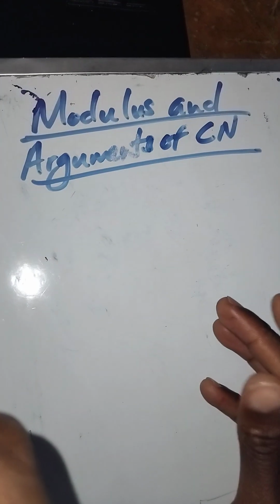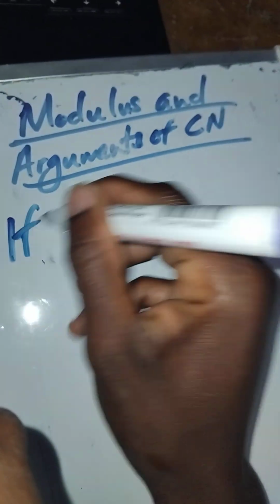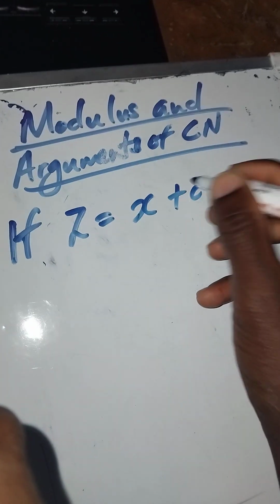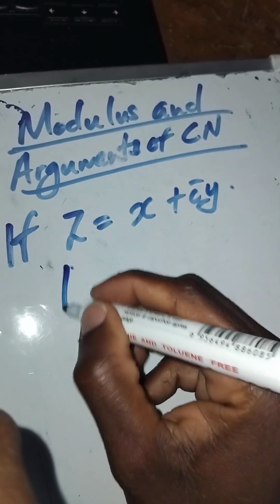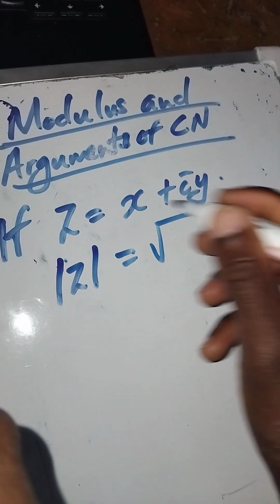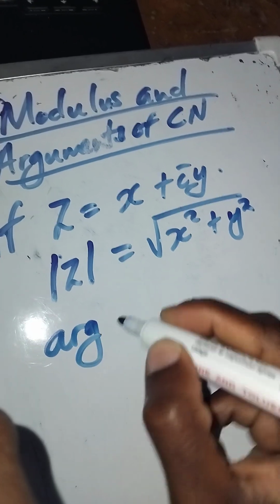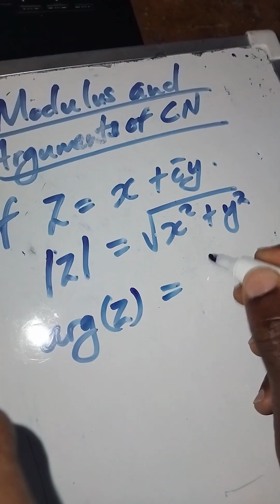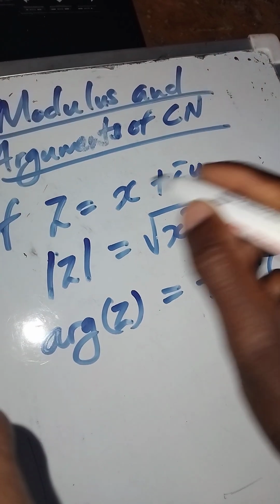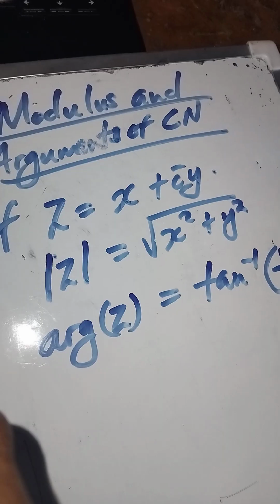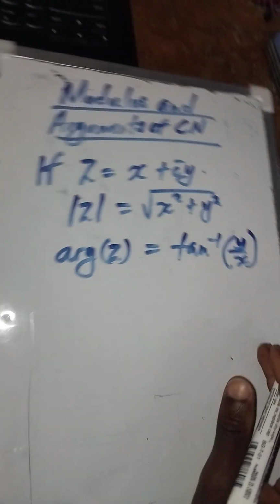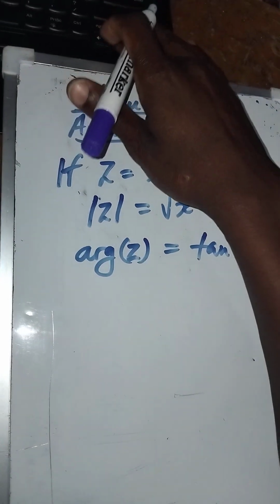Right, next is modulus and argument of complex numbers. If z is equal to x plus iy, and you want to find the modulus of z, it is the square root of x squared plus y squared. Then to find the argument of z, it is arctan of y over x. So this is the argument, and so I will draw the Argand diagram.